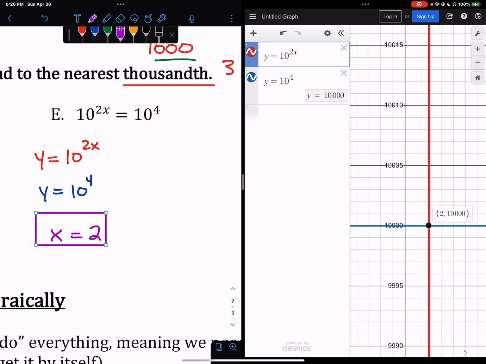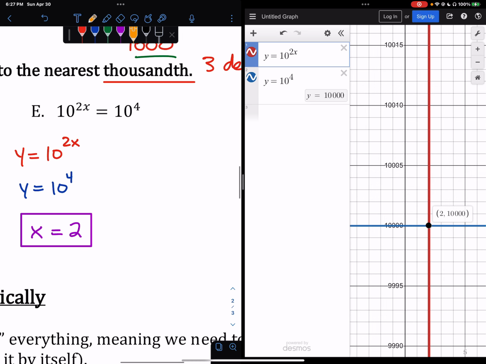And that's probably not too surprising, because if we look at this, right, we're trying to make this 10 match this 10. Well, 2x has to match 4, and yeah, 2 times 2 would give me 4. So that's not terribly surprising, but we could do it on the graph.